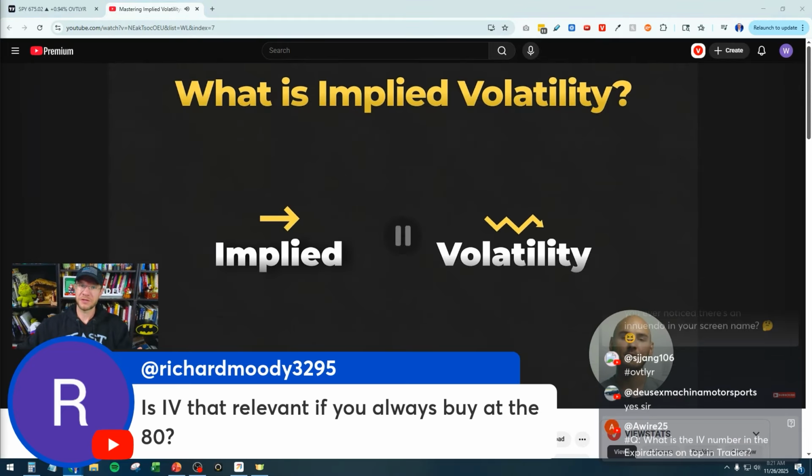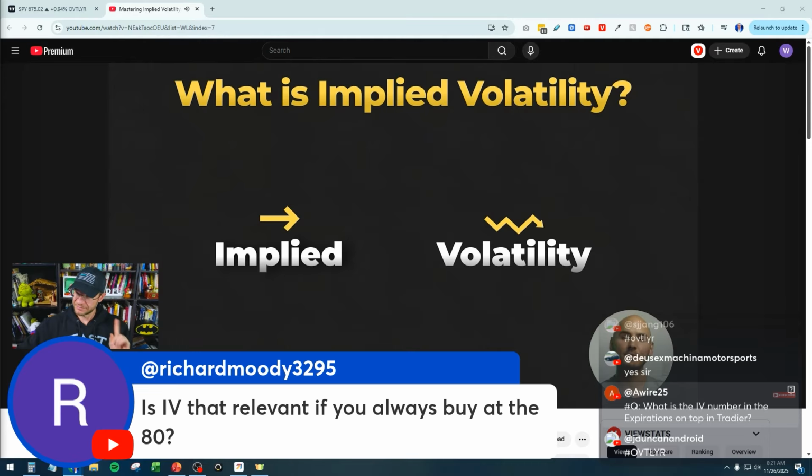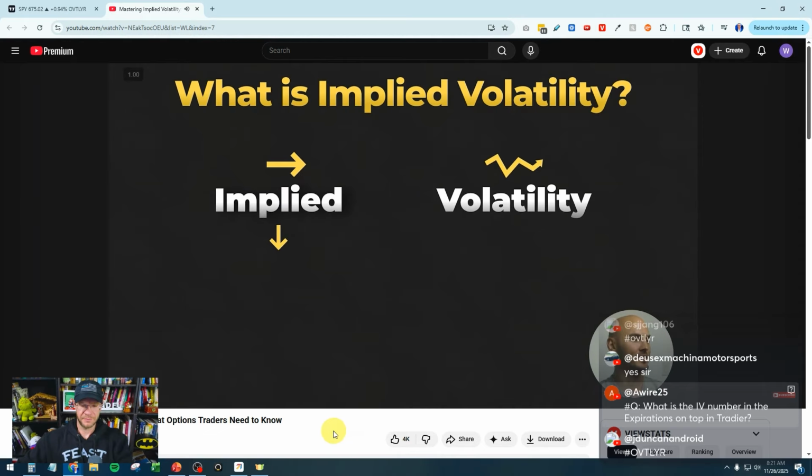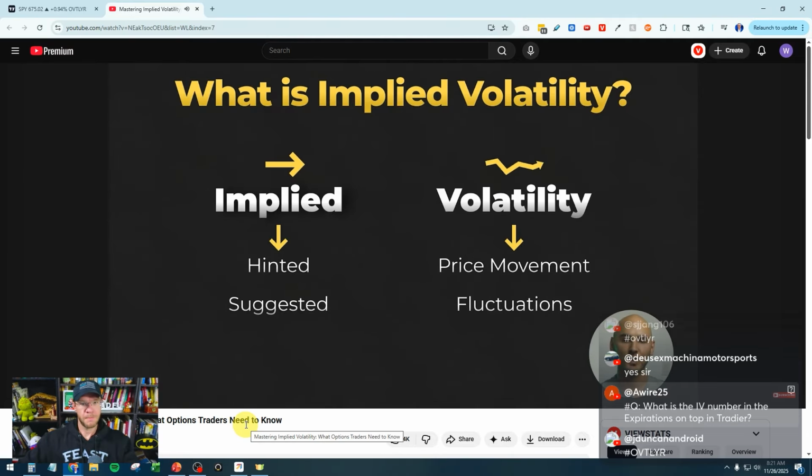Richard, I will absolutely be discussing that. That's a very important concept that we'll be talking about in a little bit. Implied, we could think of as hinted or suggested. And instead of volatility, we can think of price movements or price fluctuations. And if we think of implied volatility as hinted price movements or suggested price fluctuations, I think it becomes a much more approachable term. So let's understand exactly what that means.